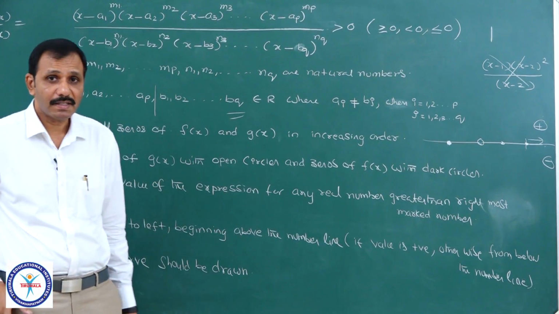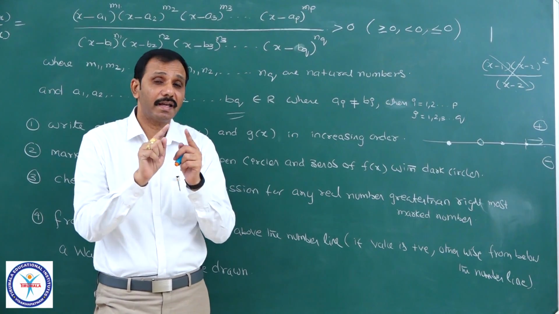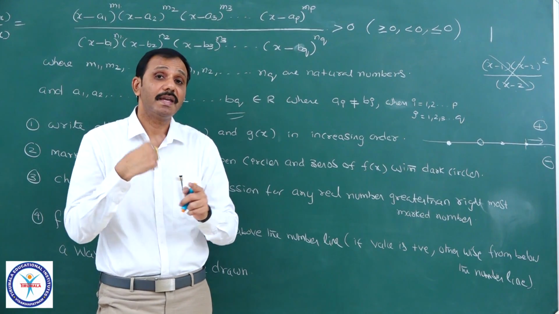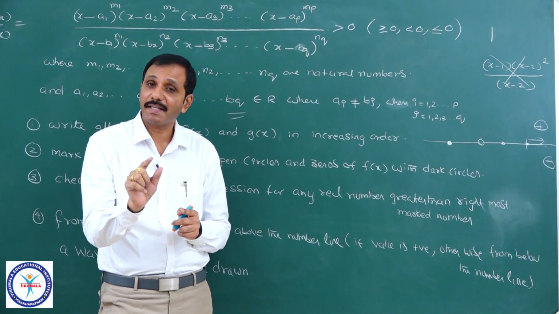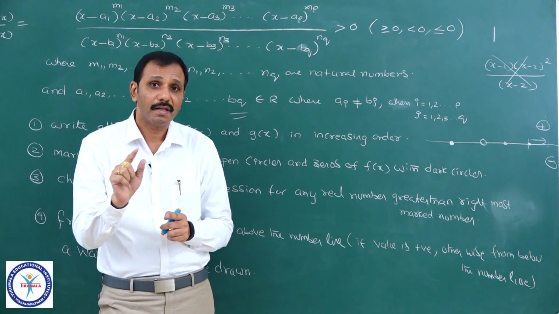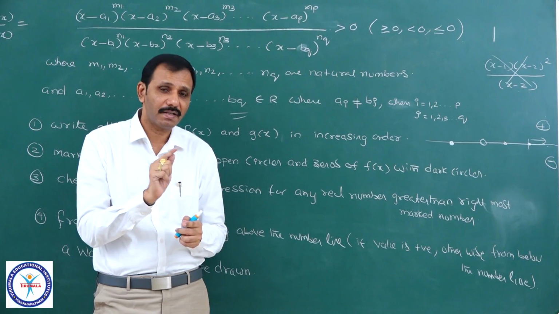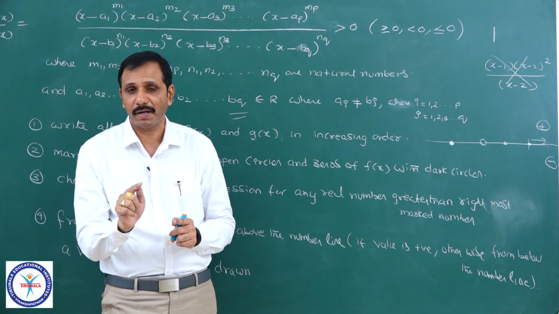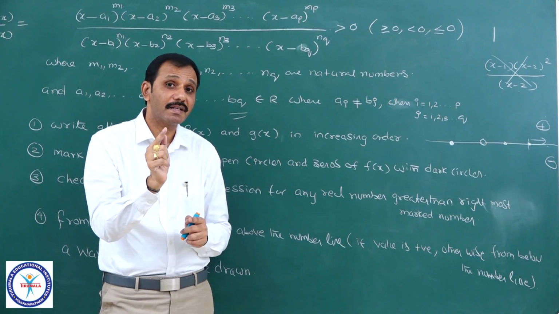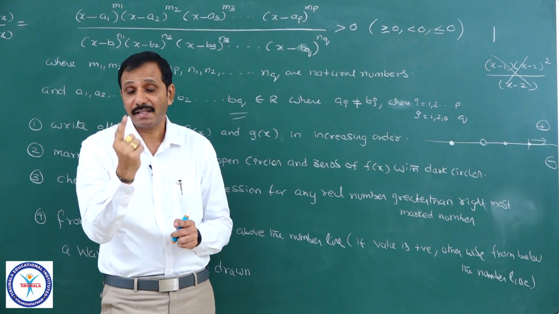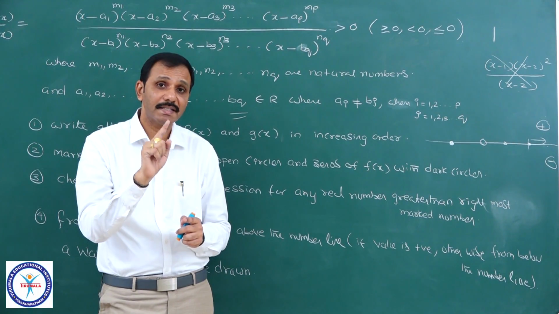I have already explained what a double point and a simple point are. What is a simple point? If the power of the linear expression x minus alpha is odd, it is called a simple point, and if the power of the linear expression x minus alpha or x minus beta is even, it is called a double point. What is the importance of the simple point and double point? If it is a simple point, the signs on the left side and right side will change. Right side plus means left side minus; right side minus means left side plus.